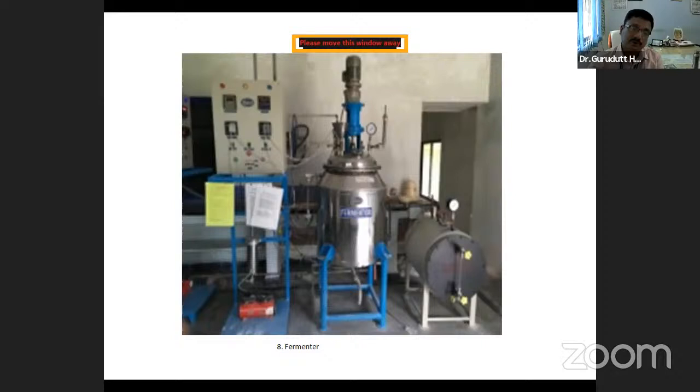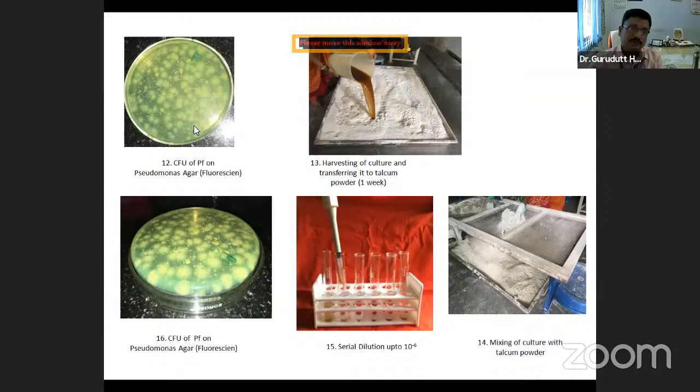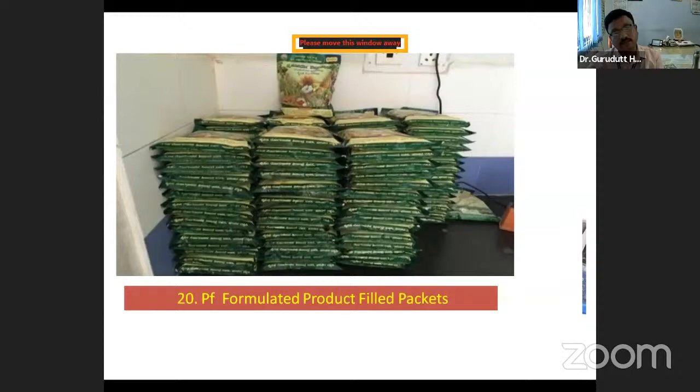So once the fluorescent colonies are there, we mix it with the talc powder, then sieving and proper mixing, again going for a quality check. Then we go for a spread plate technique to check its quality, and for fungus we go for a hemocytometer. Here we are going with the spread plate technique, and then finally the formulated products are ready for sale or for the use of the farmers.